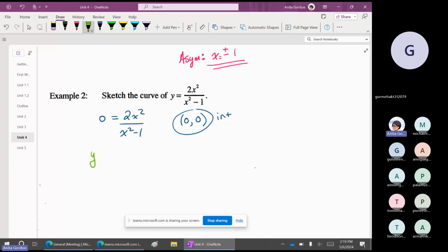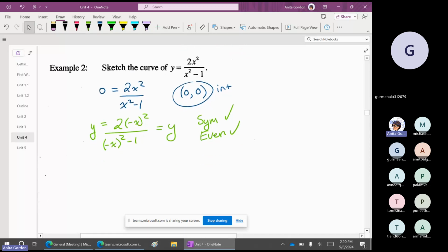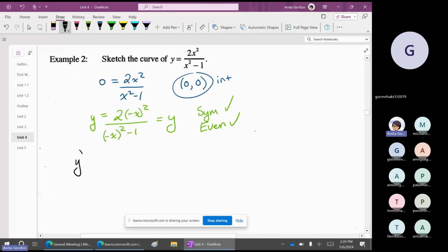What happens if I put negative x instead of positive x? Do I get a different answer or the same answer? I get the same answer back. So this is symmetric and it is even, because they're squared, and you can put positive, negative is going to end up positive. Okay, so we're looking for something that is a mirror reflection over the y-axis. Okay, we know where the function is 0. Let's look at the derivative. Y prime.